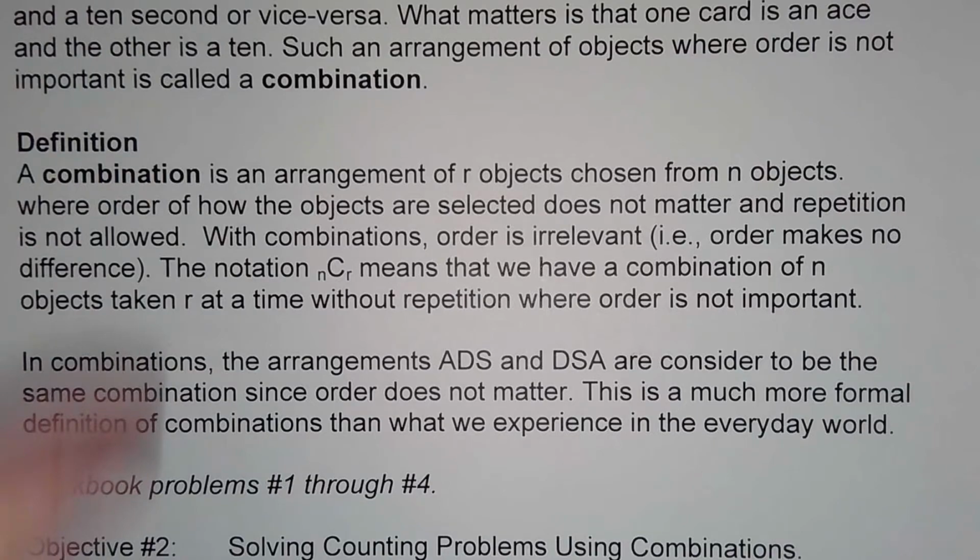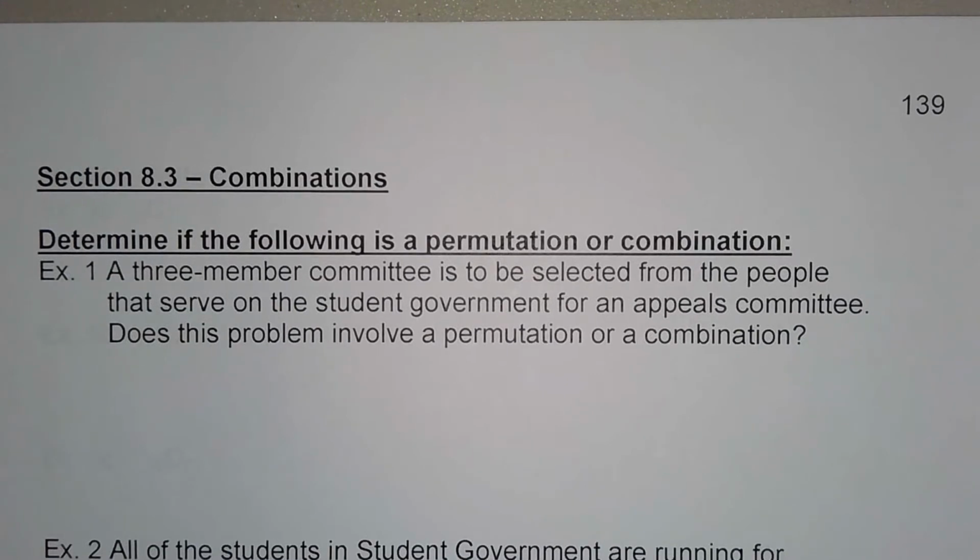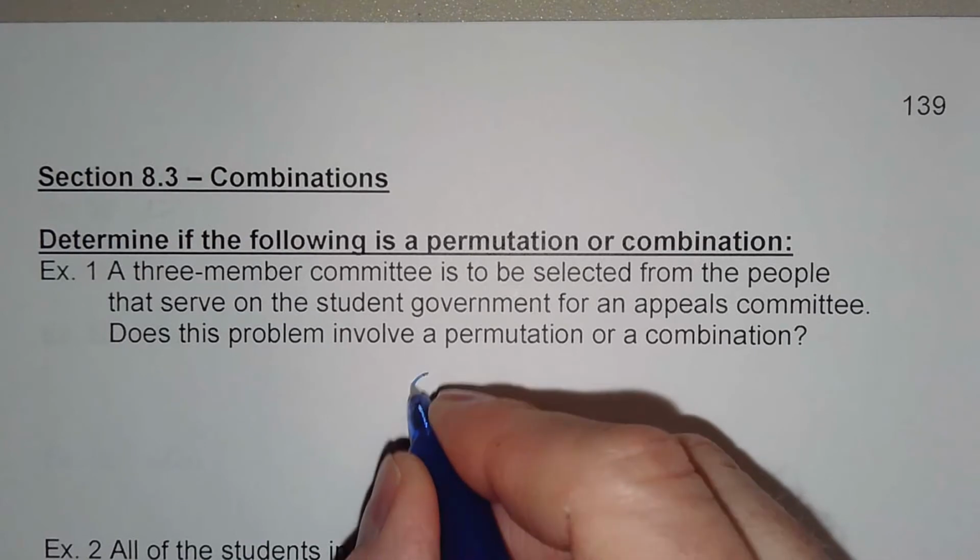This is a much more formal definition of combination than what we experience in the everyday world. So let's turn to our workbook and look at problems 1 through 4. We want to determine if the following is a permutation or a combination. A 3-member committee is to be selected from people that serve on the student government for an appeals committee. Does this problem involve a permutation or a combination? So ask yourself, is order important? In this case, no. So this would be a combination.